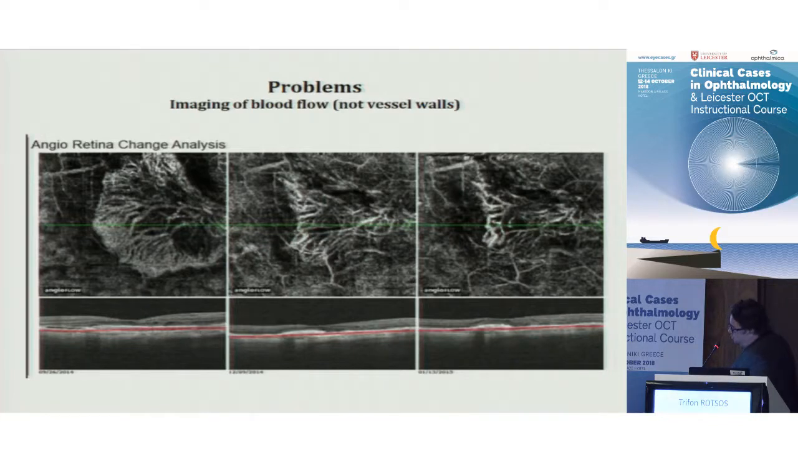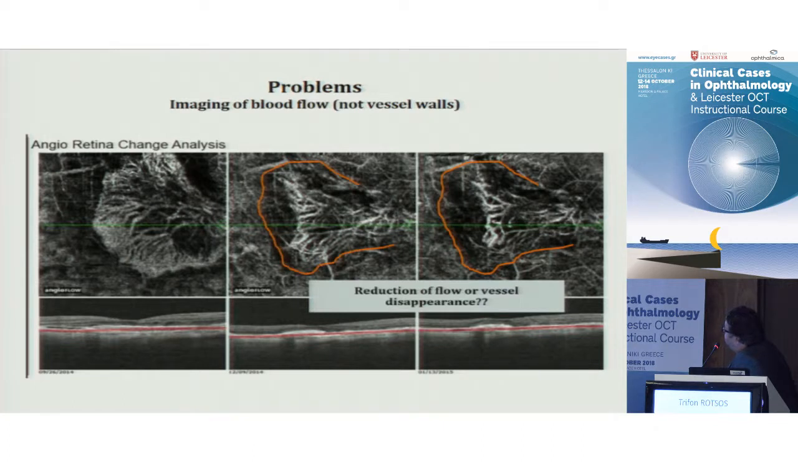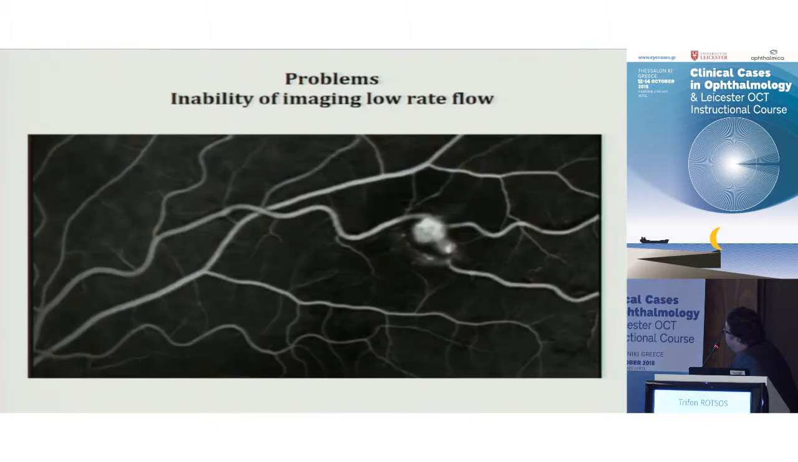But also we have some problems that are not artifacts. The problem is that because the technology follows the blood flow, we don't actually see the vessel walls. So we don't know if there is an actual reduction in the flow or a vessel disappearance. So we cannot predict exactly how the membrane will react. Also, when you have a low flow rate, you have a problem.